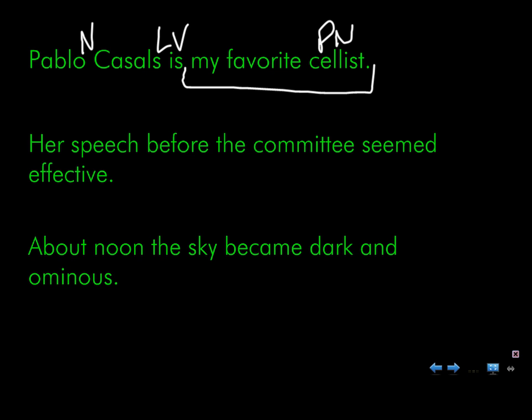Don't worry, Chad, that's the mistake that a lot of people are making right now. Favorite modifies cellist. My modifies cellist. Therefore, cellist must be more important because everything else is linked to it. Okay? Cellist stands alone. Favorite follows it. My follows it. Therefore, cellist is important. Zahara, how about the next one?